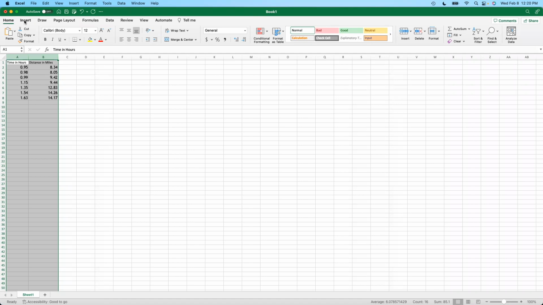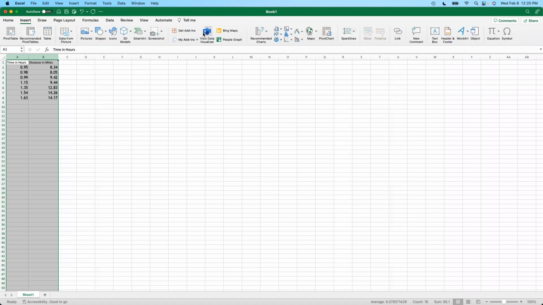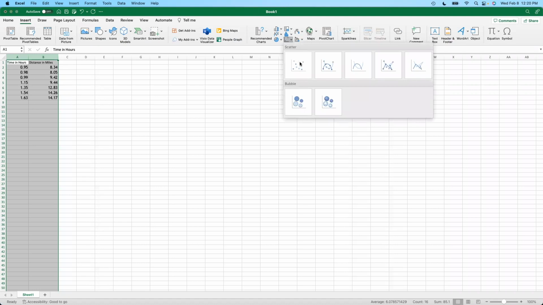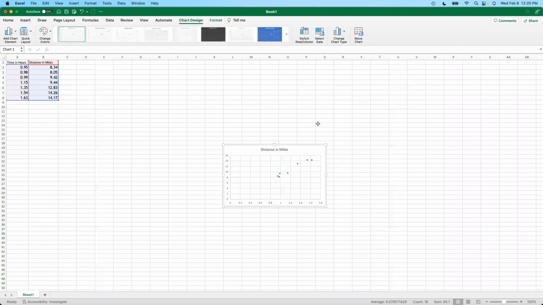You can do all this in Google Docs too, by the way. Google Docs will do all this too. So you may have to search around to find this stuff, but I'm going to go insert. And I want this button right here. I'm going to insert a scatter plot. And I'm going to pick this one right here. So there's my scatter plot.